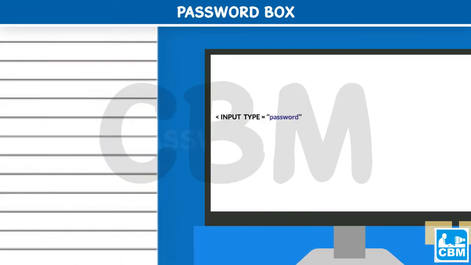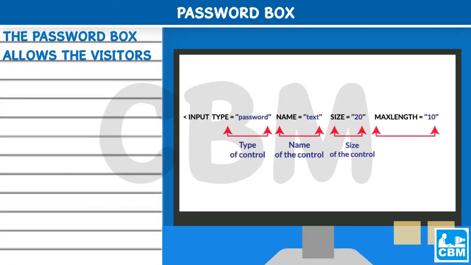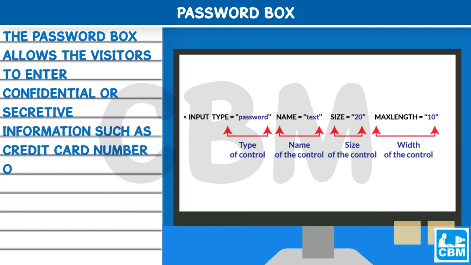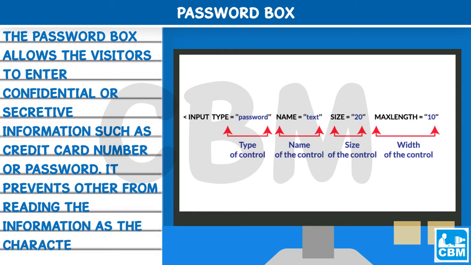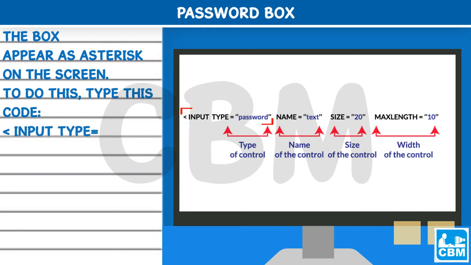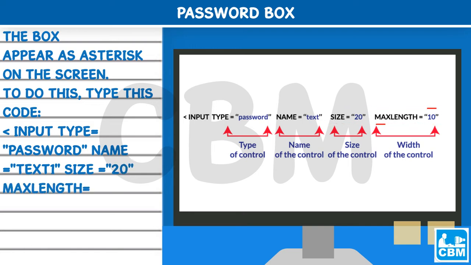Password box. The password box allows the visitors to enter confidential or secretive information such as a credit card number or password. It prevents others from reading the information as the characters typed in the box appear as asterisks on the screen. To do this, type this code: input type equals password, name equals text1, size equals 20, maxlength equals 10.